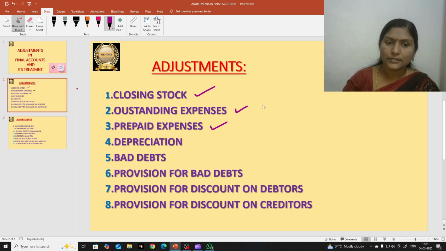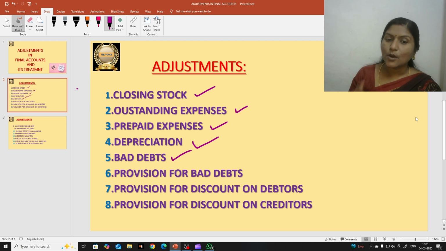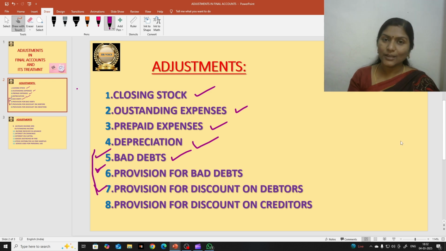So after depreciation, the next one is bad debts. Bad debts means the debt which the business is actually unable to receive. Okay, they declared it as bad, they are not going to receive it, so it is actually a loss. So bad debts, provision for bad debts, and provision for discount on debtors, these three adjustments are related to debtors. These three are related to debtors, so they have a link with the debtors.